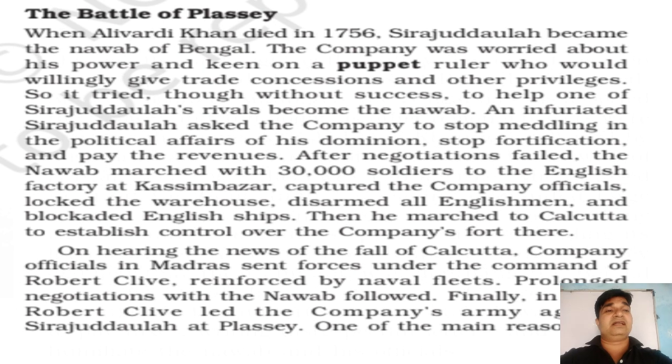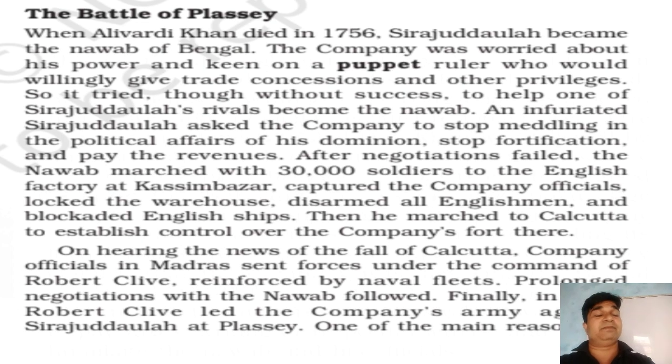Let's see. When Alivardi Khan died in 1756, Sirajud-Dowla became the Nawab of Bengal. The company wanted a puppet Nawab who could act according to their wish and advice. But Sirajud-Dowla was not like that. He stopped all the concessions which they got from Aurangzeb for trade. He also told them not to make any forts around their settlement. He also told them not to mint any coin.